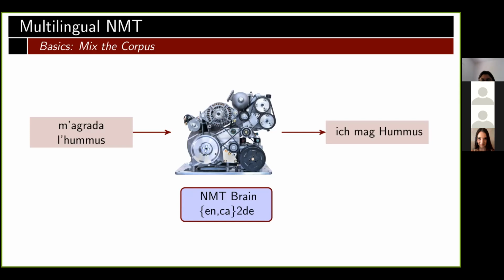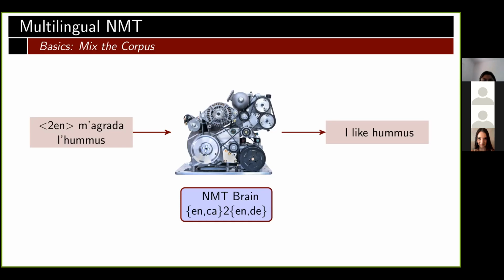What happens if we want to go from many languages into many languages? If you want to do English Catalan into English German, we do the same: we add more sentences, we add all the language pairs. So in this case, we would also need sentences from Catalan into English, for instance, m'agrada l'hummus, I like hummus. The only thing we need to add here is that, since at least till now transformers cannot guess our will, we need to say into which language we want to translate the sentence.